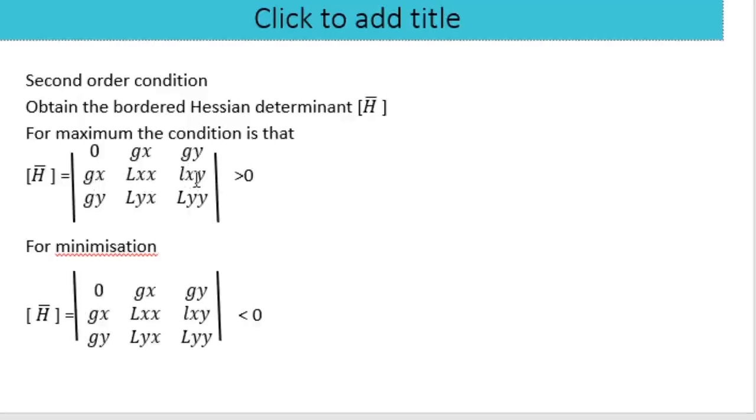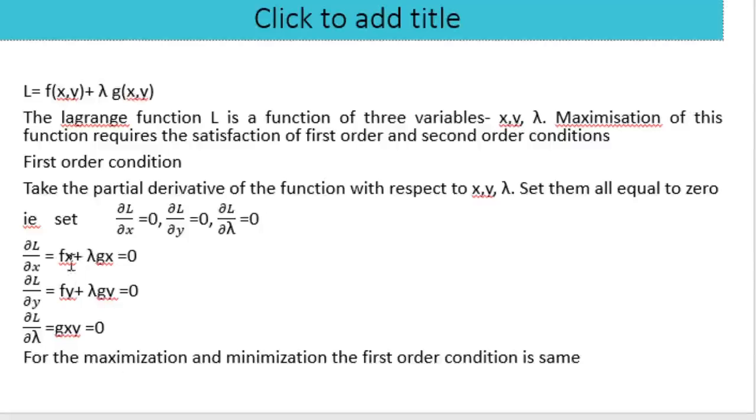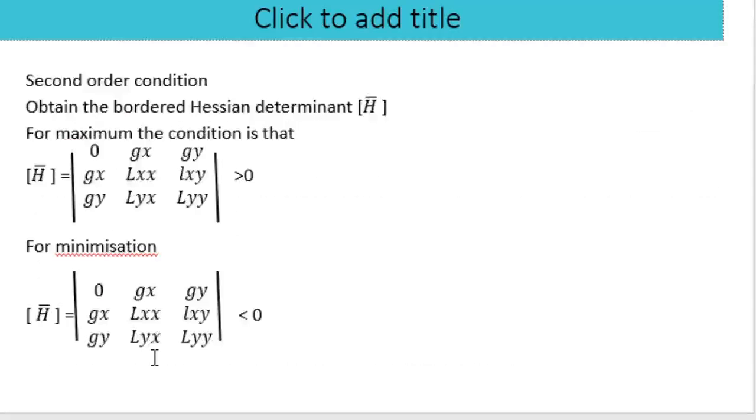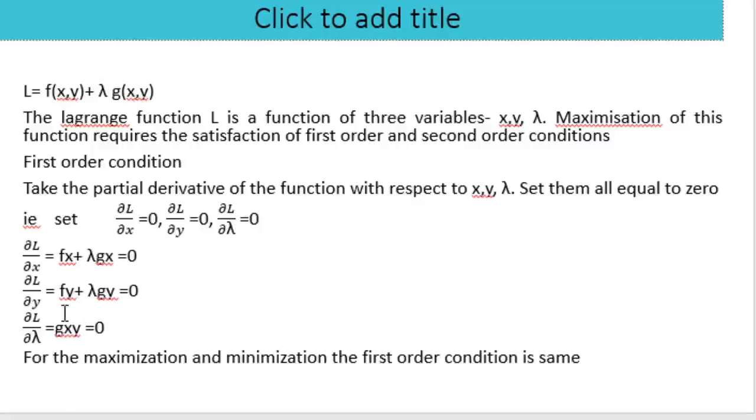Here Lxx, Lxy, Lyx and Lyy. These are given. The other elements in the matrix are this. Lxx and Lxy are the coefficient of x in the first equation and the coefficient of y in the first equation. Here Lxx and Lxy, the second row is Lyx and Lyy, corresponding to the second equation.